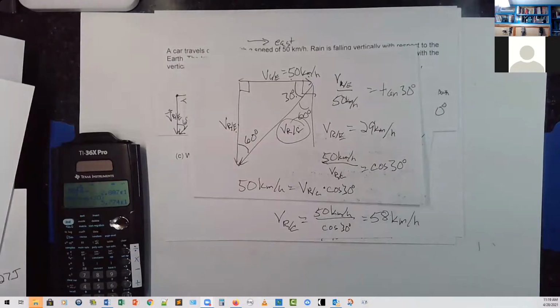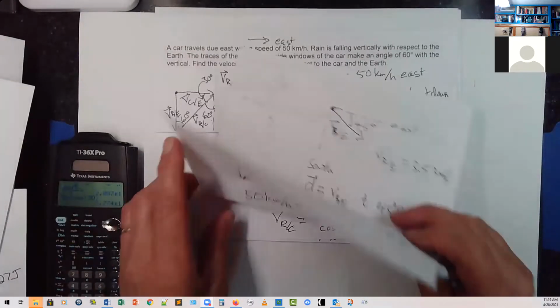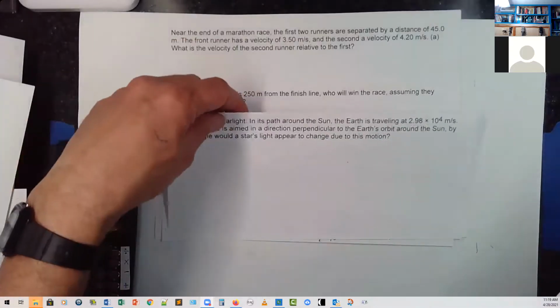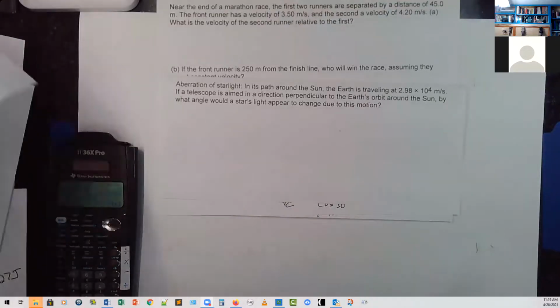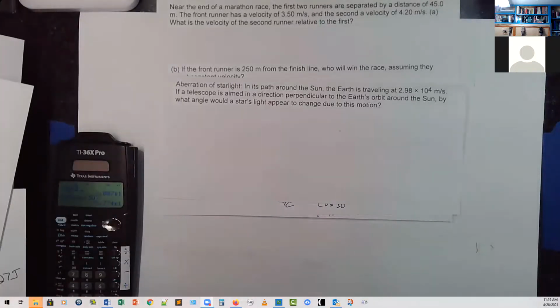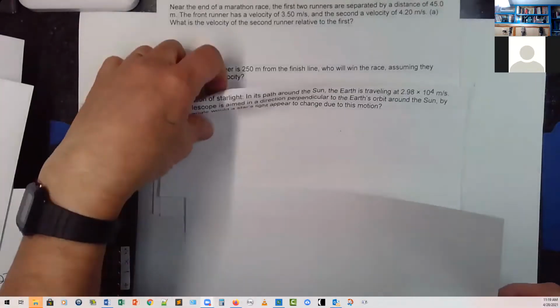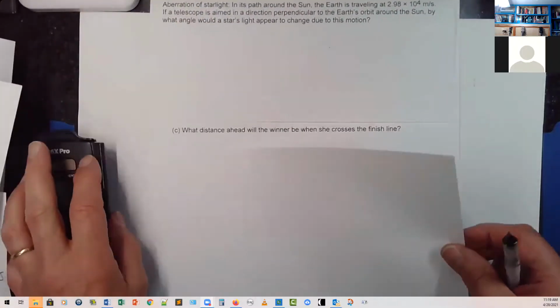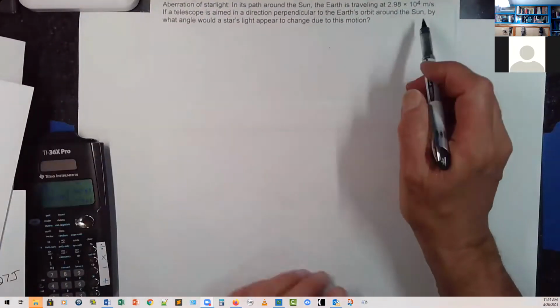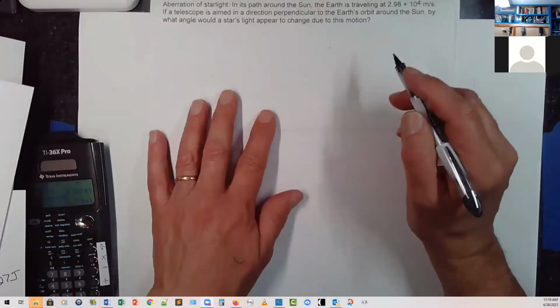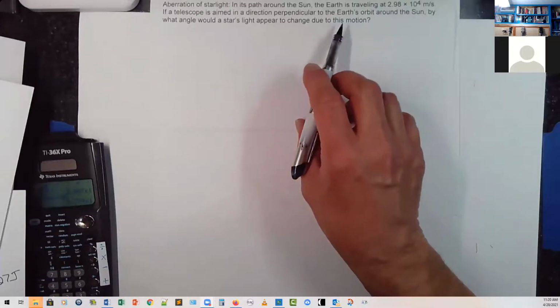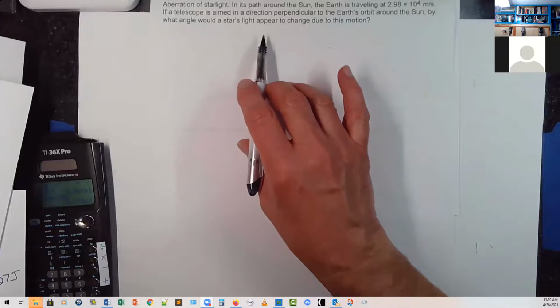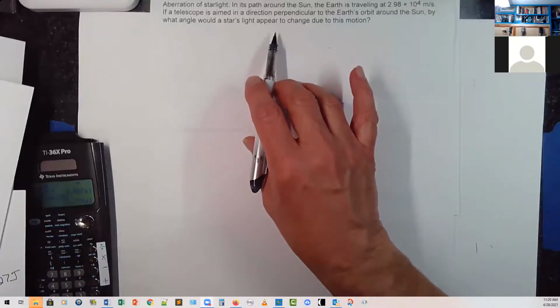Okay, the next problem I probably won't have time to do, but it's kind of neat. It's called the aberration of starlight. Let's see, it looks like I used up most of the time. But in its path around the sun, the Earth is traveling at 2.98 times 10 to the 4th meters per second. If a telescope is aimed in a direction perpendicular to the Earth's orbit around the sun, by what angle would a star's light appear to change due to its motion?